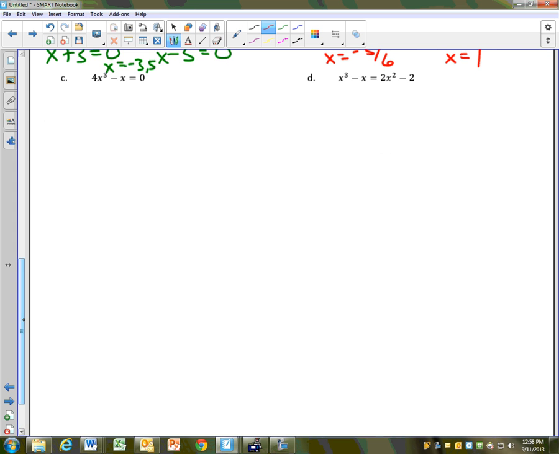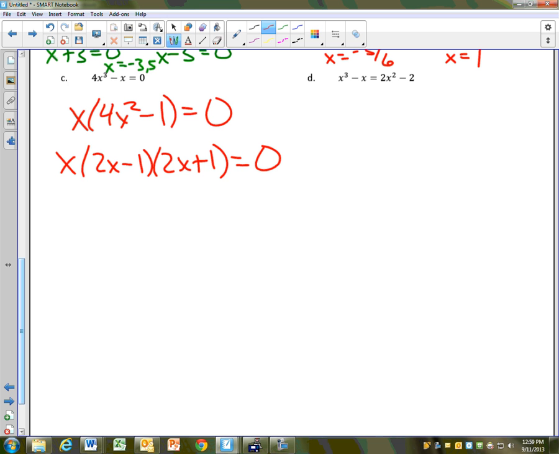How many solutions are there for letter C? 3. What's the first step to factoring this? Take out an x. Does 4x squared minus 1 factor? Yes, it's the difference of 2 squares. Three solutions. Set each one equal to 0. x equals 0, 2x minus 1 equals 0, 2x plus 1 equals 0. What are your 3 solutions? Very good. 0 or 1/2 or negative 1/2. You don't have to write plus or minus 1/2. You can just write negative 1/2, positive 1/2, either way.